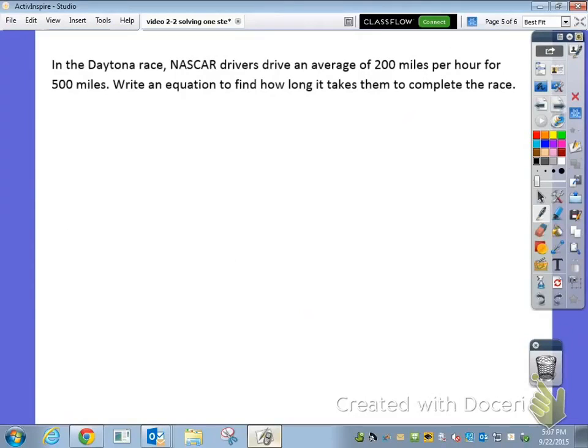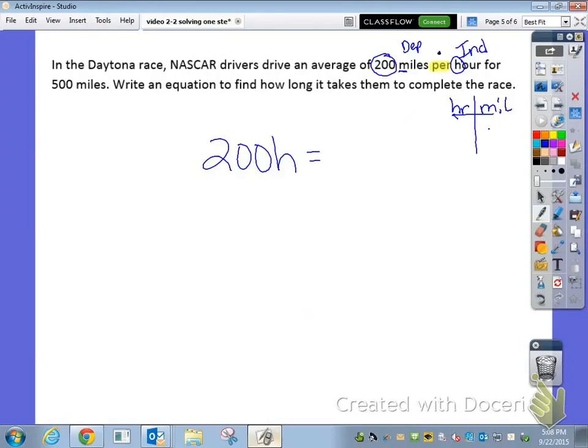On the next one, in the Daytona race, NASCAR drivers drive an average of 200 miles per hour. See that per? Okay. So that tells me to multiply. So what am I multiplying? 200 times the hour. Okay? 200h equals, and it's 200 what? Miles. Remember, whatever's behind is your independent, whatever's in front is your dependent. So my hours is my independent, my miles is my dependent. So 200 times h gives me the number of miles, m.